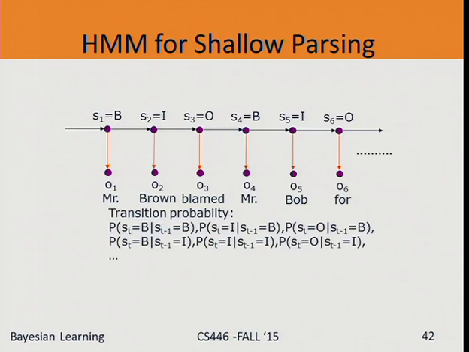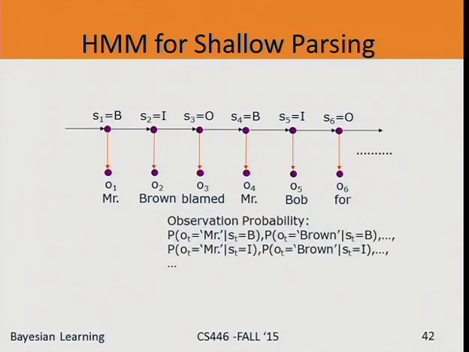Three probabilities. Transition probability is how do I move from state to state? Probability of being in B, moving to B, being in B, moving to I, being in B, moving to O, and so on. And then I have the observation probability for each word in my vocabulary: what's the probability of producing it when I'm in B, and what's the probability of producing it when I'm in I, and the same thing when I'm in O.